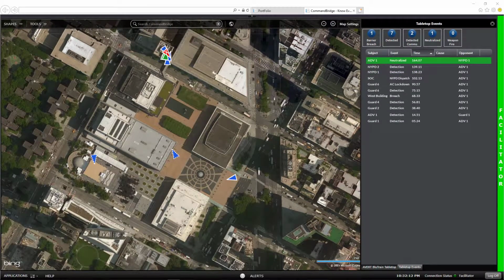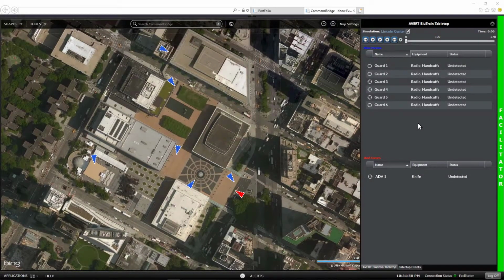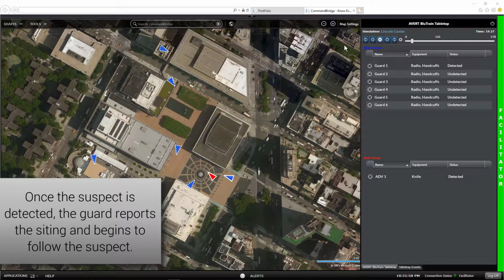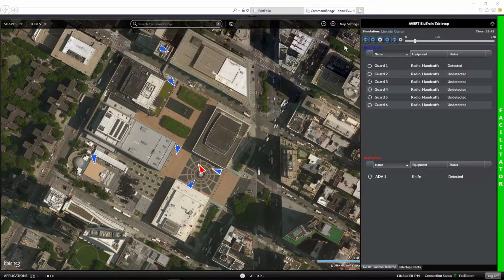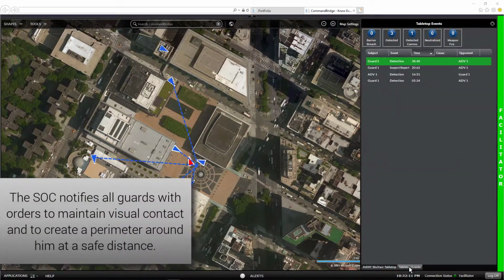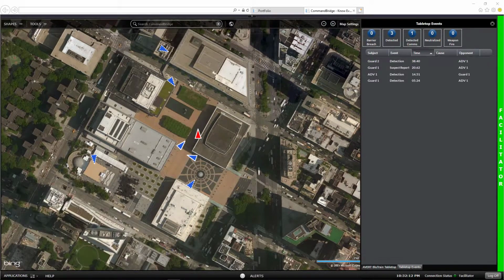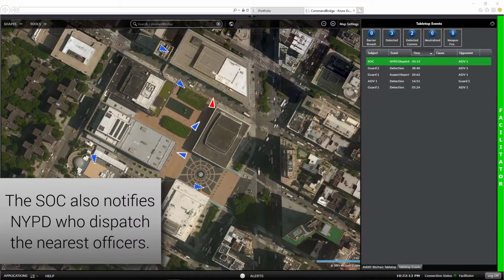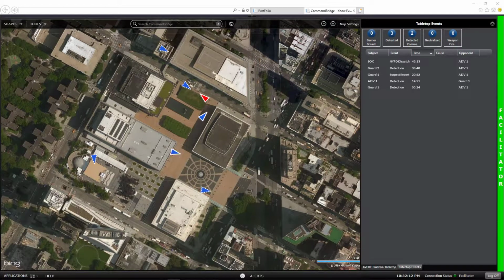The second exercise follows the same scenario, but this time the security officer makes a decision to actively communicate with the Security Operations Center once the suspect enters the campus. Upon entering the campus, the first security officer who sees the suspect quickly reports the sighting to the Security Operations Center, who then notifies all the security officers with orders to maintain visual contact and follow but maintain a safe perimeter around the suspect. The Security Operations Center also notifies the local police force, who dispatch the nearest officers.